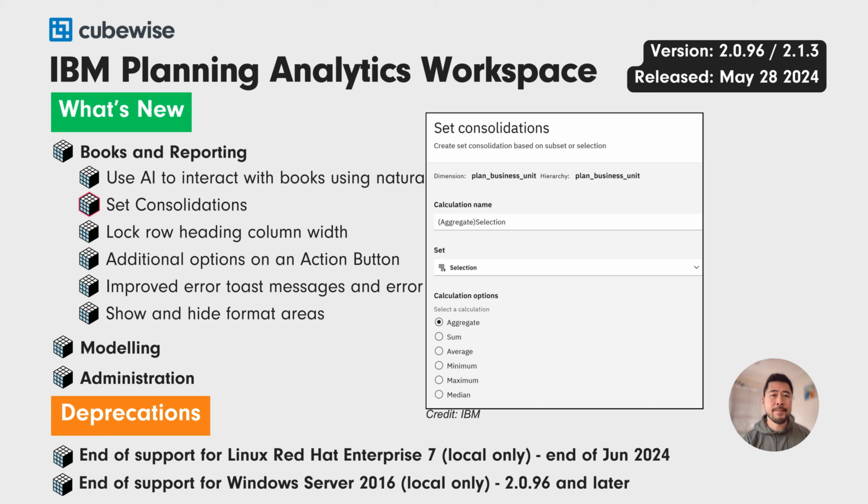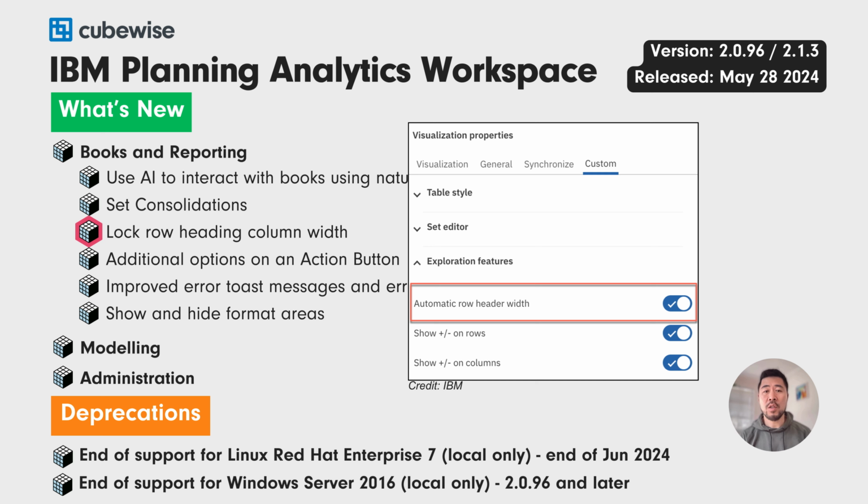You now have the option to lock the width of row header columns. This will prevent the row header columns from changing widths when you expand or collapse consolidation on the rows. The width will remain locked for any hierarchies or row header columns added to the report.